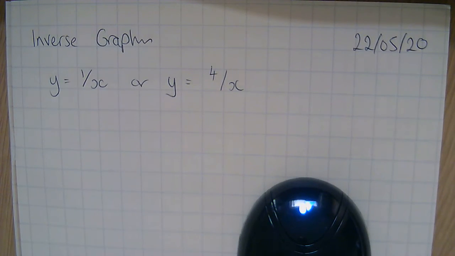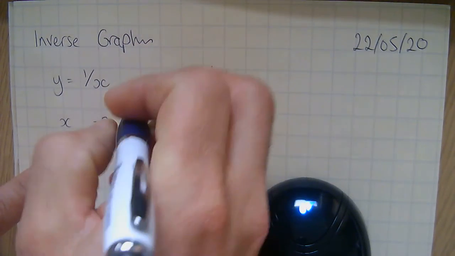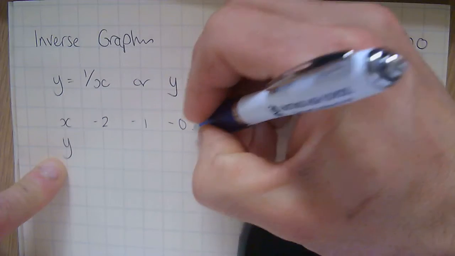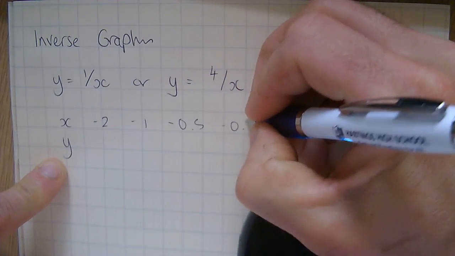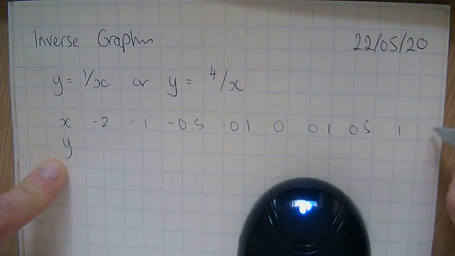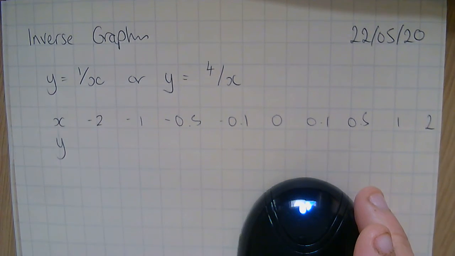Our table of values often looks very different for these, and in the exam it would always give you that table of values. So our table of values today is going to go -2, -1, -0.5, -0.1, 0, 0.1, 0.5, 1 and 2. And the reason for that will become clear when we do our graphs later. Okay, so let's start working out our y values.